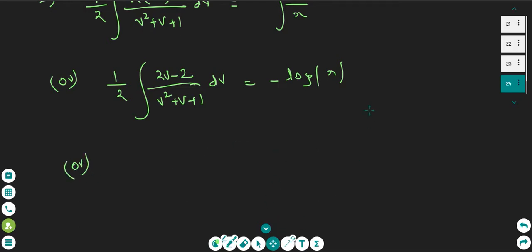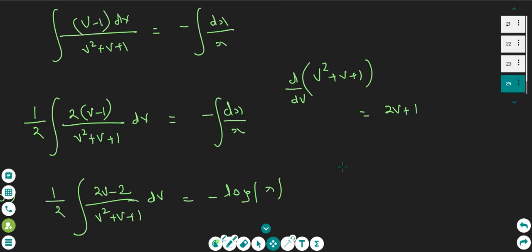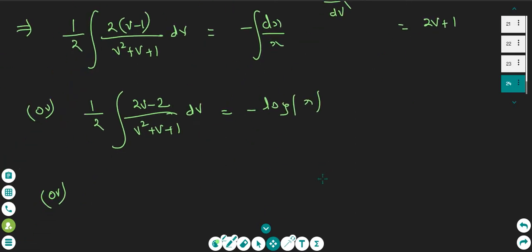We already know that if we differentiate the denominator, we need to get 2v plus 1. But I have 2v minus 2. So what can I do? I can add plus 3 and minus 3 with 2v minus 2. If I do plus 3 and minus 3, this will get me 2v plus 1. As I said before, we are making some adjustment, that is 2v minus 2 plus 3 minus 3. I have to add plus 3 and minus 3 so that it will not disturb the numerator.